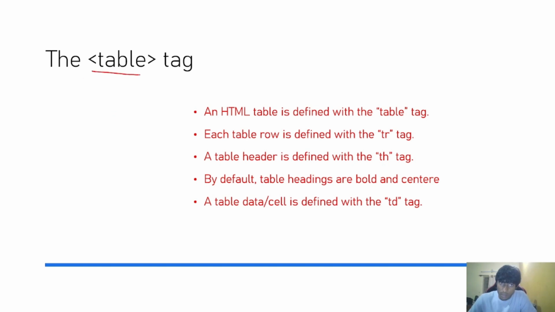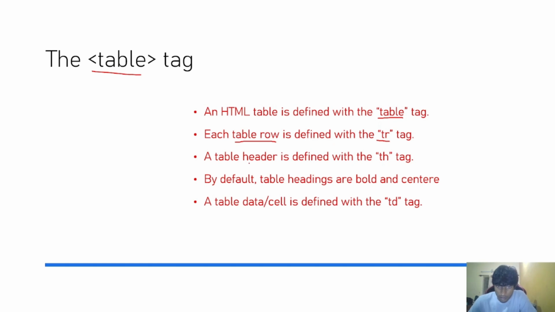So we use the table tag. We'll look into how this table tag is used in our code, but for now we'll go through all of these points. An HTML table is defined with the table tag. Each table row is defined with the tr tag. Now I want you to remember all of these.